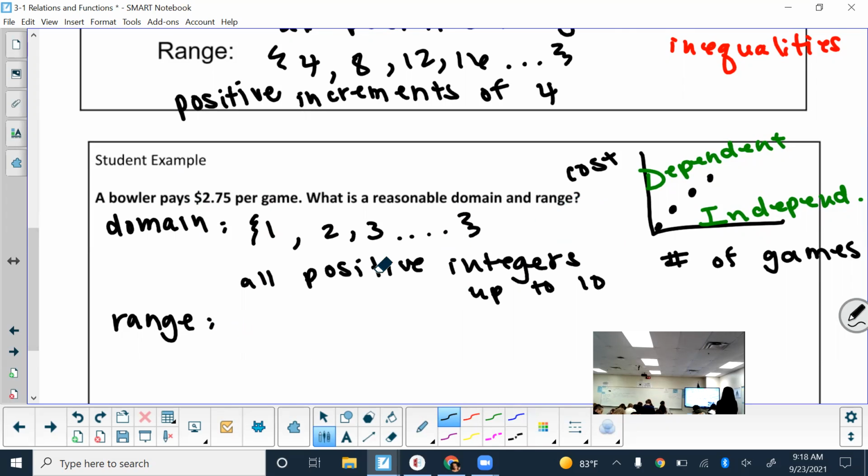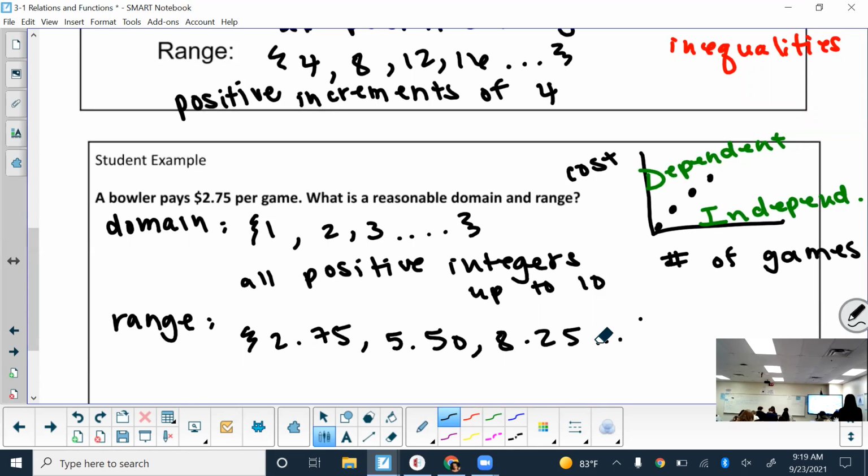For the range, what would it start at? And then continue going up by, you guys know the next one, I think it's 5.50. And then the next one is 8.25. Good, and then it just keeps going up. Right, increments of 2.75.